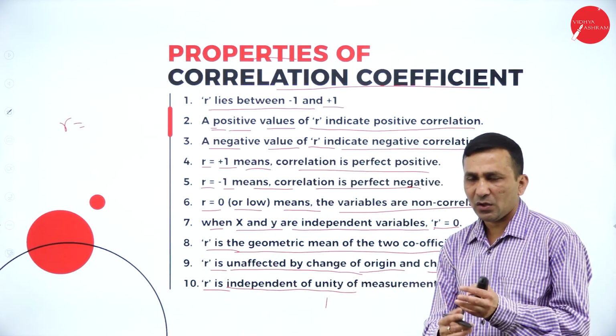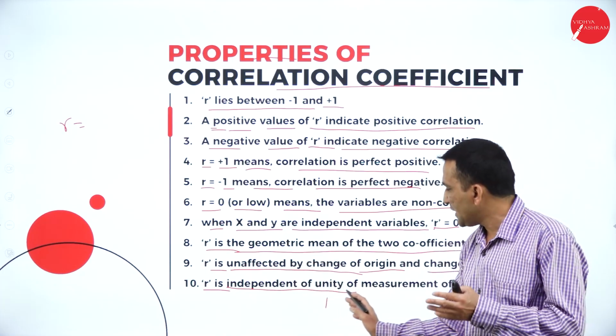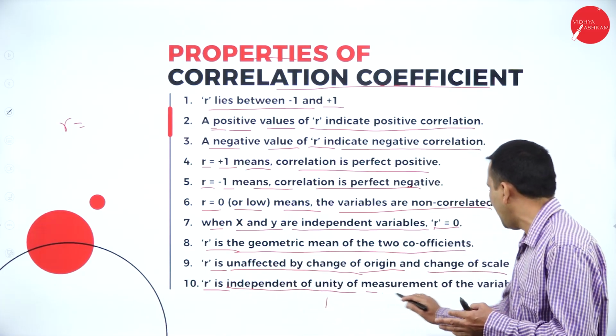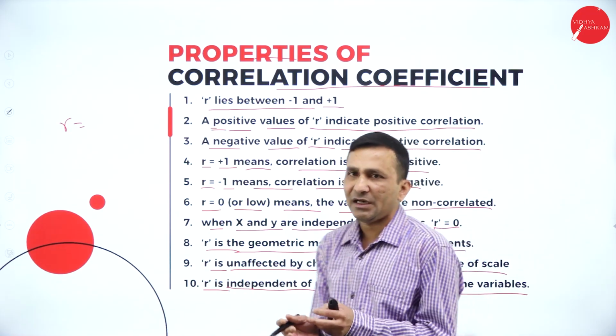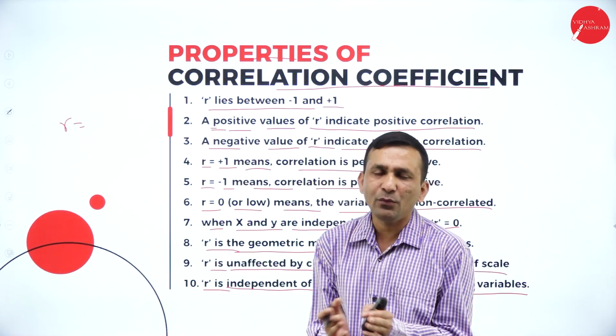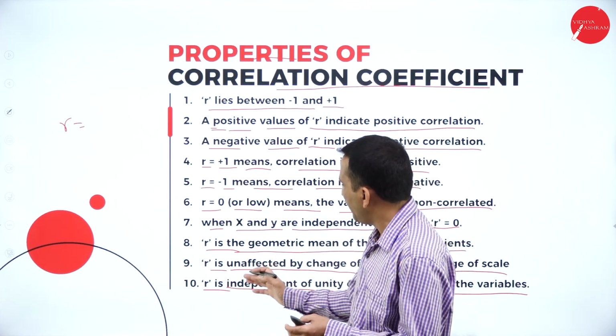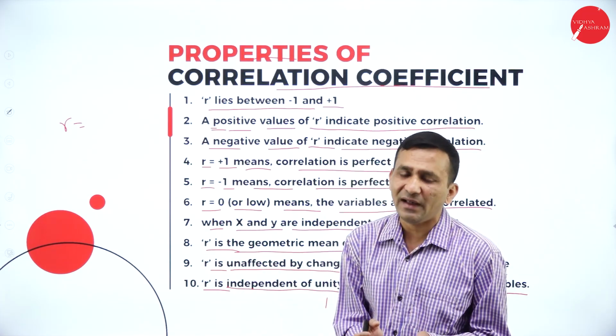Unit means 1. So in case of value, it is 1. R is independent of the unit of measurement of the variable. R is completely the correlation between X and Y, which we are going to study, so we need to get the value.